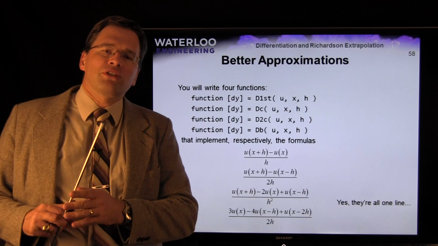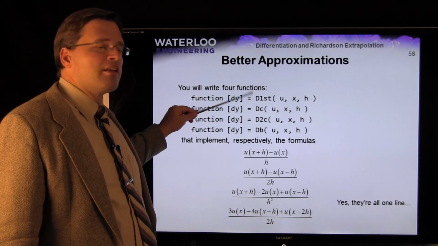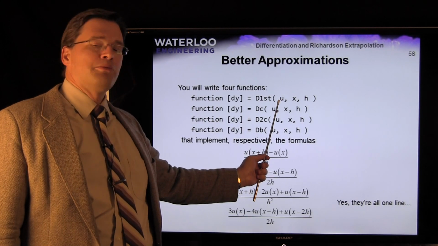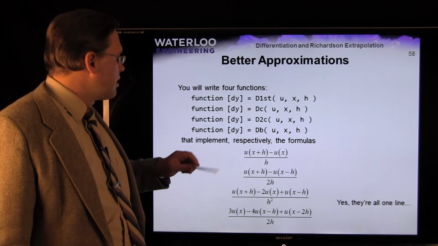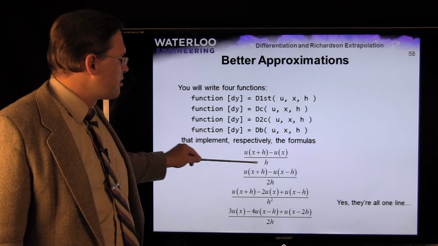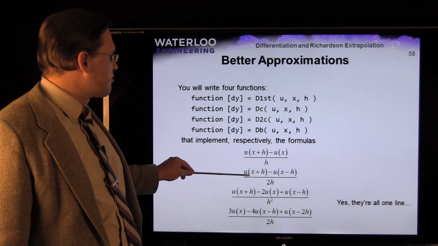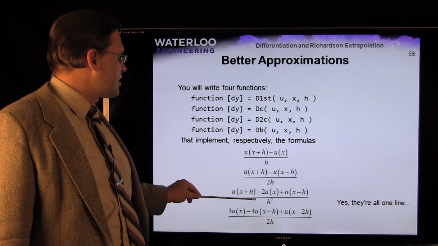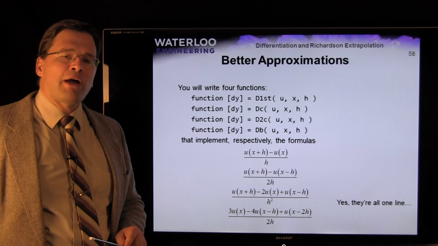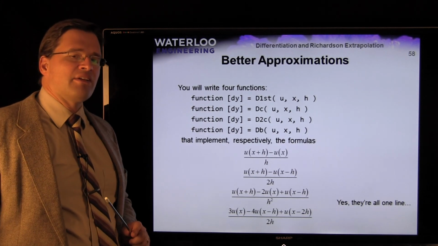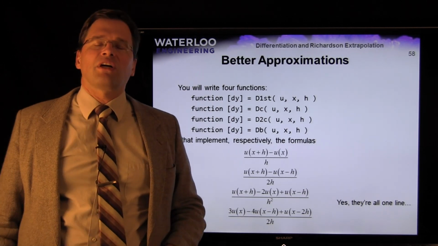So what are you going to do? First of all, you're going to write 4 functions. You're going to write your function that takes as an argument u, which is a function handle, a point x, and a value h. This function will return the first order approximation of the derivative. Then you will use the centered divided difference formula, the second derivative centered divided difference formula, and the backwards second order divided difference approximation. So implement all of these, and yes, all of these functions are one line.